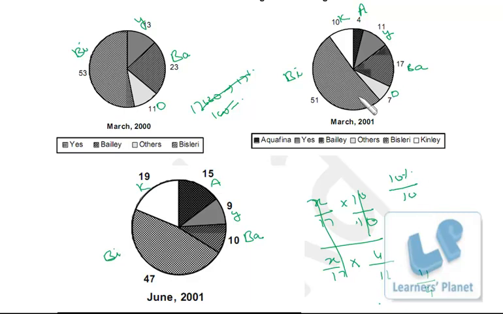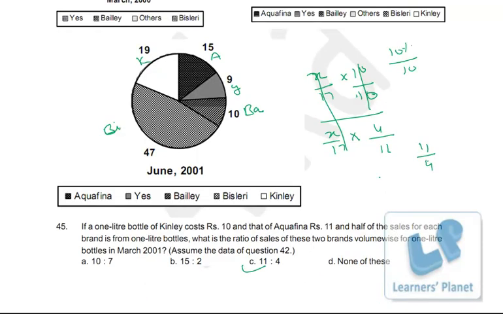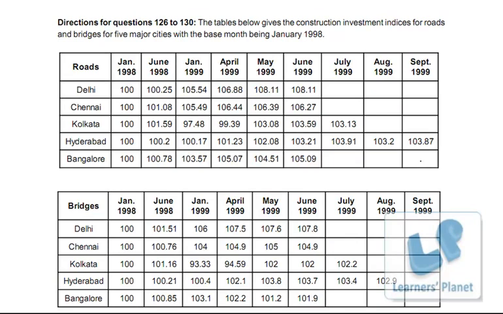In case of Aquafina, the contribution is 4%, and the price per bottle is 11 rupees. So 4 by 11 is the sales of 1 liter bottles. In fact half of that, but mutually half of this and half of this will be cancelled. So it's 11:4, because we have to take Kinley in numerator and Aquafina in denominator. So this is Kinley by Aquafina. I hope you are clear with this very simple calculation, and we have done all the 5 questions of this set. Now let's take the third set.